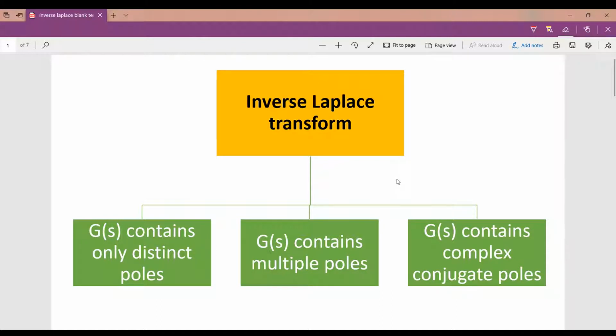So let's continue with inverse Laplace transform. The inverse Laplace transform has three kinds of poles, so you need to figure out the pole characteristics first.